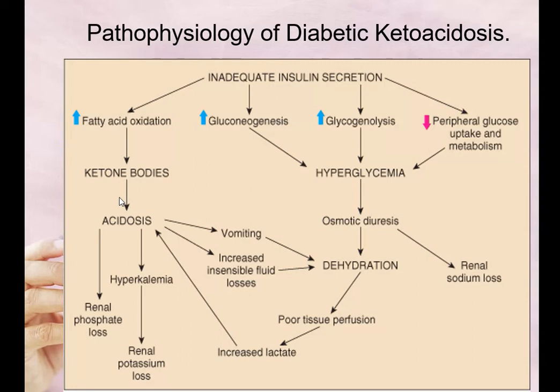Increased lactate will lead to acidosis. Acidosis results in renal phosphate loss and potassium loss with hyperkalemia, and leads to vomiting and increased insensible fluid losses. So there is aggravation of the dehydration state. This is the pathophysiology of diabetic ketoacidosis.